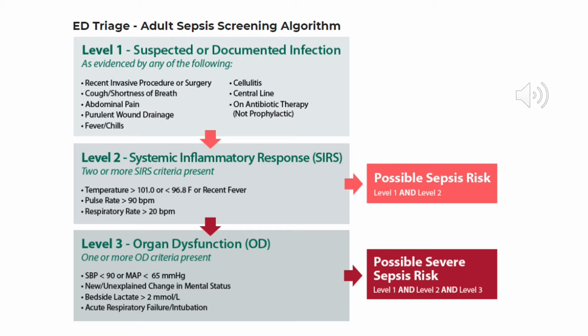So you'll need a systolic blood pressure under 90 or a MAP under 65, new or unexplained change in mental status. We don't do bedside lactics, but if it was above 2, that would trigger that. Or an acute respiratory failure or intubation.